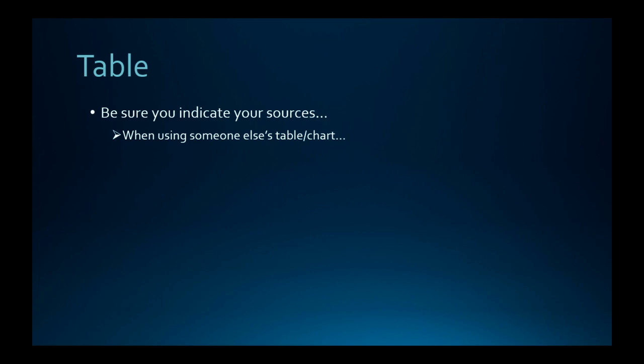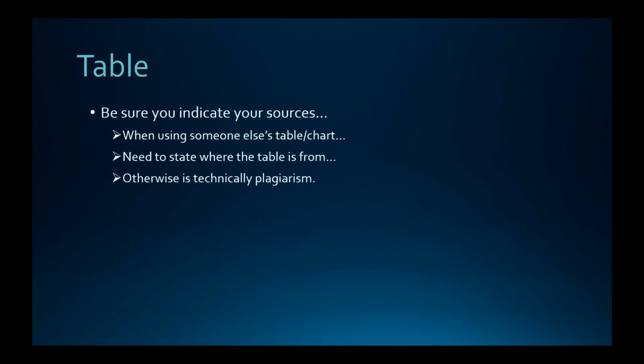So maybe I'm doing something about endangered species and somebody put together a great table or chart on that and I want to use that. Well, that's fine, but I need to state where the table is from. I can't just use somebody else's work without citing it. Obviously, that would be wrong. If I don't cite it, then it's technically plagiarism. So it'd be just like taking somebody's words and not putting a quote and citing them in a paper.